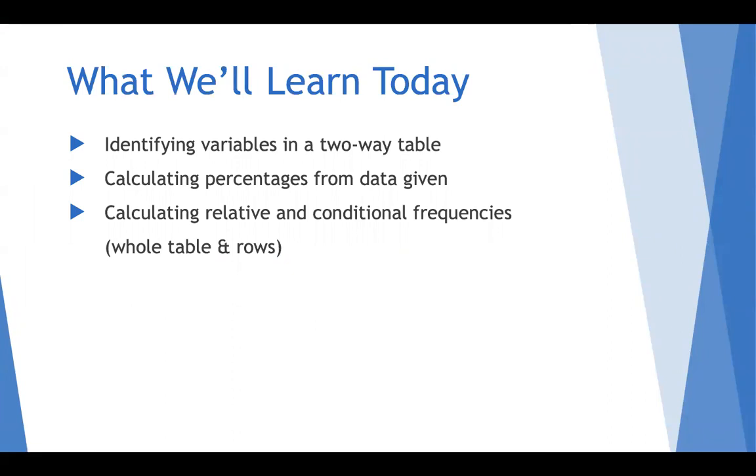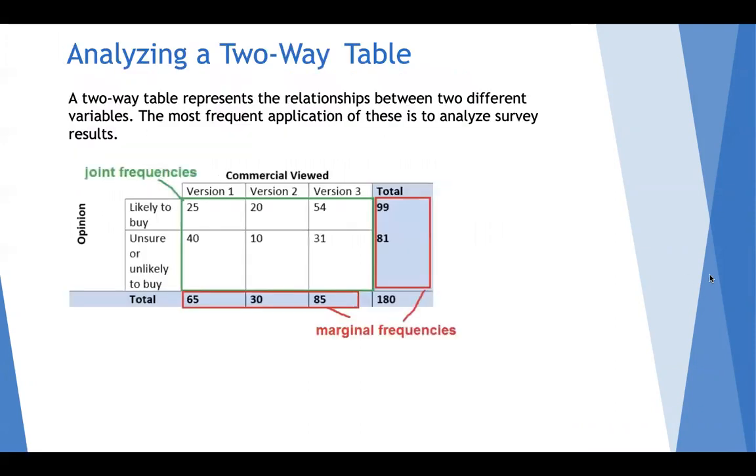First, we're going to talk about what exactly a two-way table is and how to identify the different variables that it represents. Then we'll move into talking about how to calculate different percentages based on the data in the table. And then we're going to learn what relative and conditional frequencies are. Don't worry if you don't know what those words mean yet. We're going to learn all about it in later slides. And then finally, we're just going to do a little bit of practice to solidify our knowledge of two-way tables.